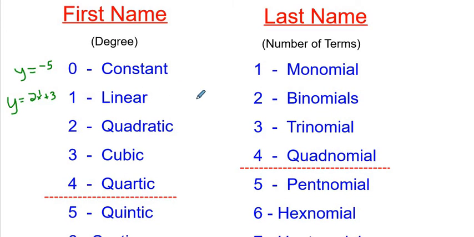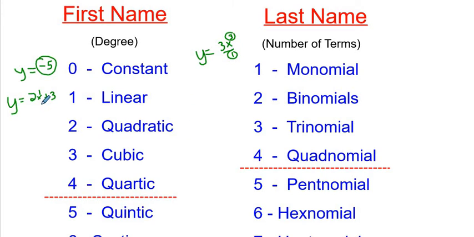The last name of the polynomial is based on the number of terms. In this example, we have one term and it's constant, so it would be a constant monomial. But you could have a cubic monomial. You could have y is equal to 3x to the third power. That would be named first by this, so it would be a cubic first, and then it would be a monomial because there is one term in this expression.